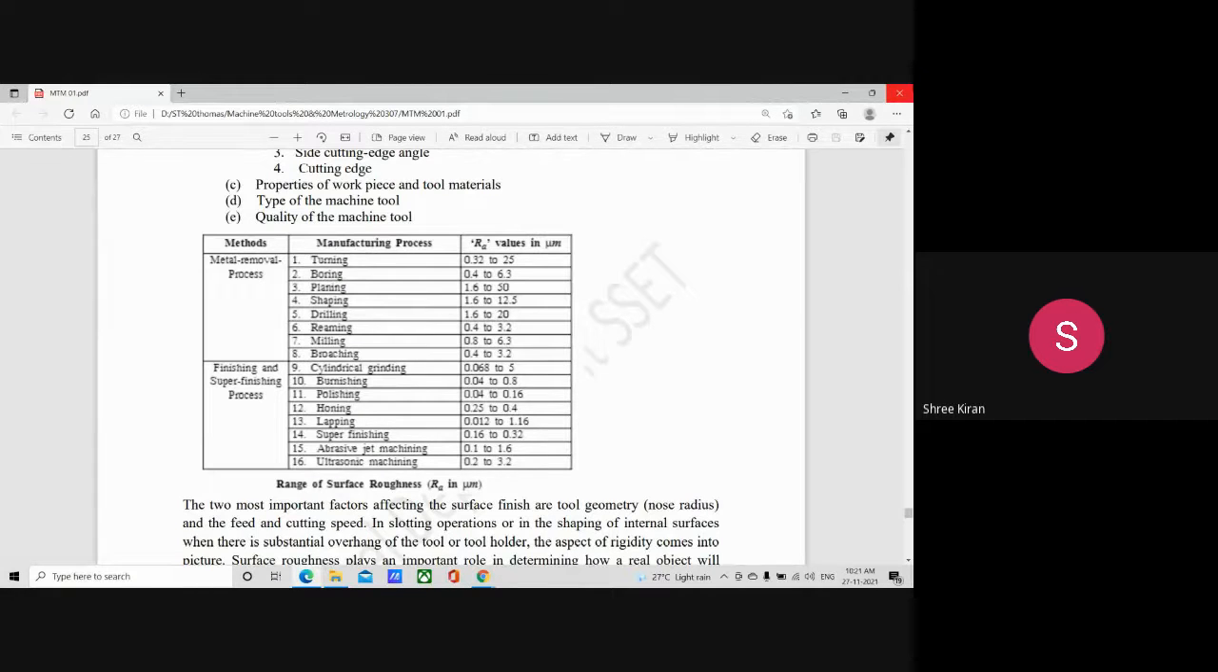Now the finishing and surface finishing processes like cylindrical grinding, burnishing, polishing, honing, lapping, superfinishing, then abrasive machining, then ultrasonic. These are the values which have been happening, with respect to micrometers.